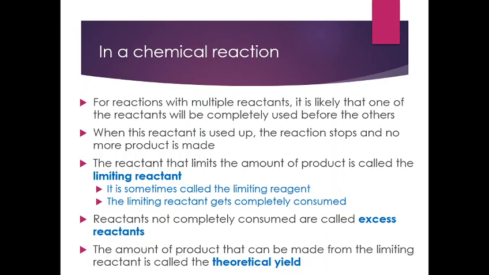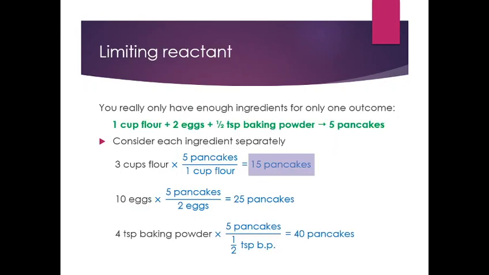And so once you have determined the limiting reactant, the great thing about that is it's always going to be tied to what they call the theoretical yield. And so if I go back to my previous example here, my 3 cups of flour are going to be the thing that runs out first. So that 3 cups of flour is going to be the limiting reactant. Your 10 eggs and your 4 teaspoons of baking powder, you're going to have some left over, and so both of those are going to be in excess.